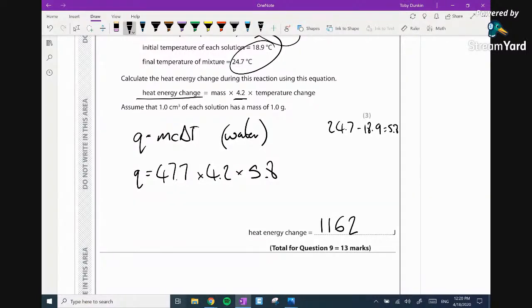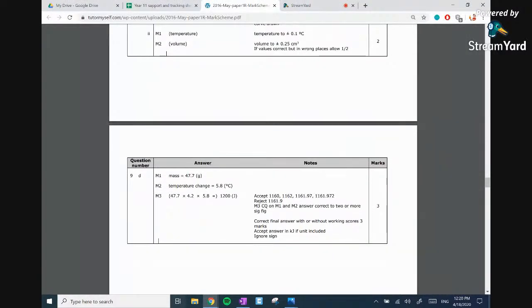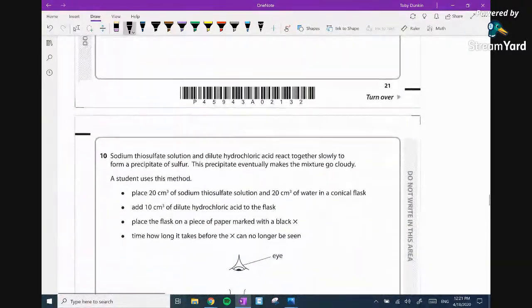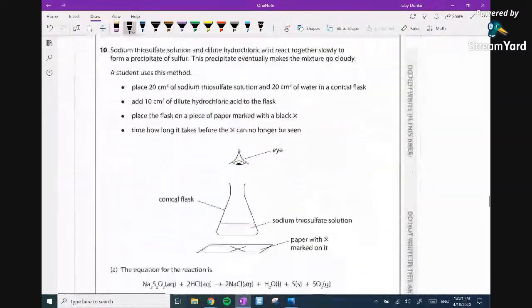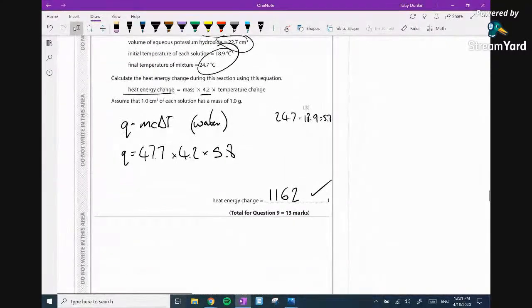Now, I've actually gone to 4 significant figures there. It's going to be rounded. It's going to be 1160 on the mark scheme, I'm pretty sure. Oh, accept all of my numbers. I like it. Reject, yeah, that's the only one they'll reject. That is good. 1200. Anyway, sodium thiosulfate. So, by the way, is that it?